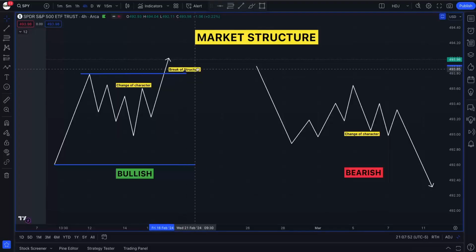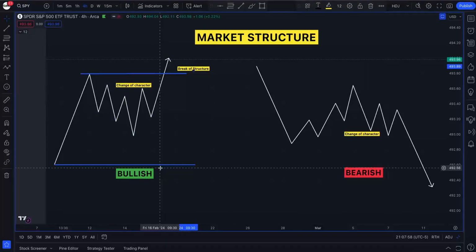When this happens, this is a break of structure, a break of external structure. This is a change of character. Price action is going to the downside. Then we have our first point that's higher than the previous point. This indicates that we are still bullish. We were bullish here because price is going up.